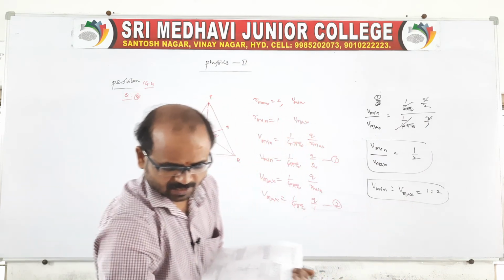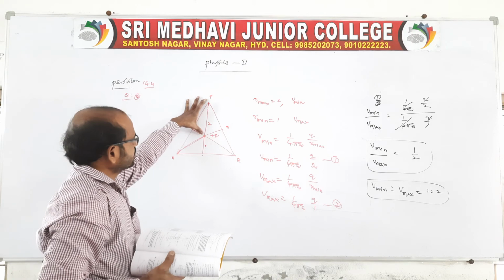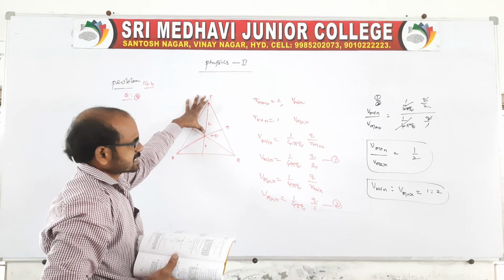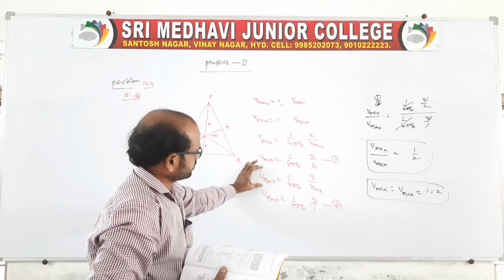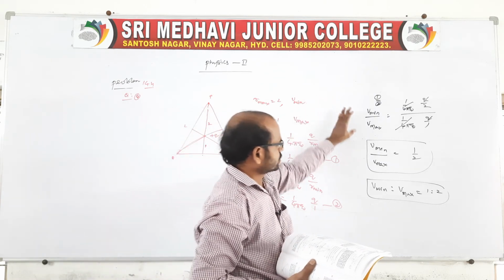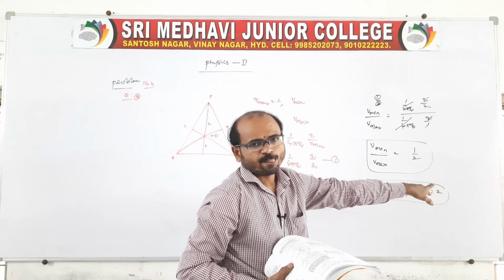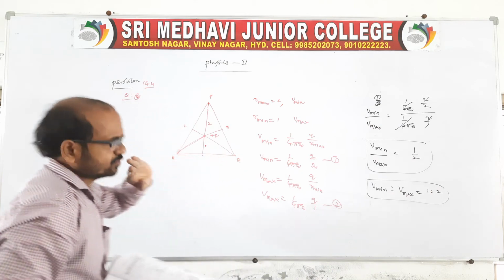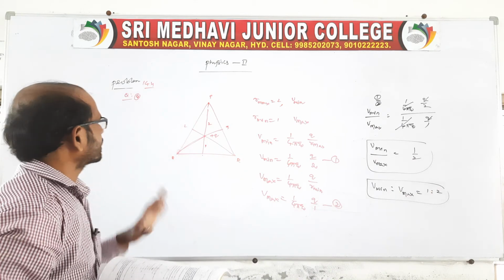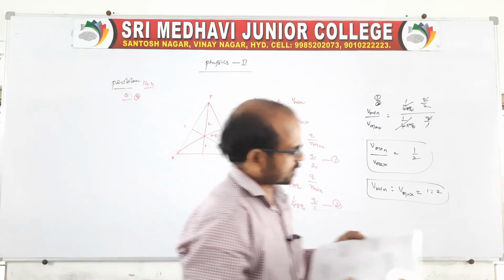So this is the method to do the problem. Simply, it is asking at P what is the minimum and what is the maximum value. You take V minimum and V maximum, and if you take the ratio, you get minimum to maximum equal to 1:2. Clear? So this is the way we have to do it. This is the problem related to page number 144, question number 4.